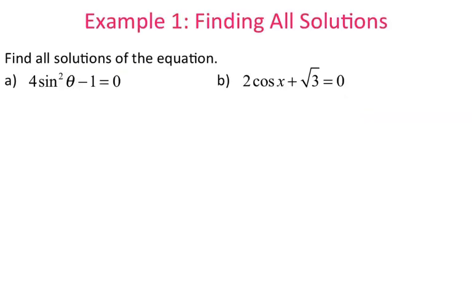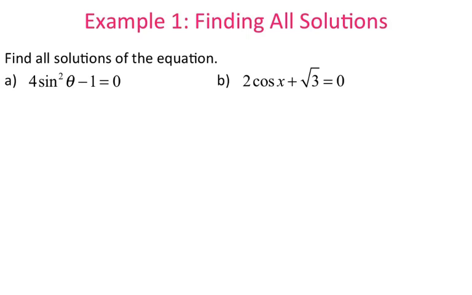So the first example, we want to find all of the solutions for each of these trig equations, and then as we proceed we will start finding solutions within a specified interval. So for letter A, I have 4 sine squared of theta minus 1 equals 0.